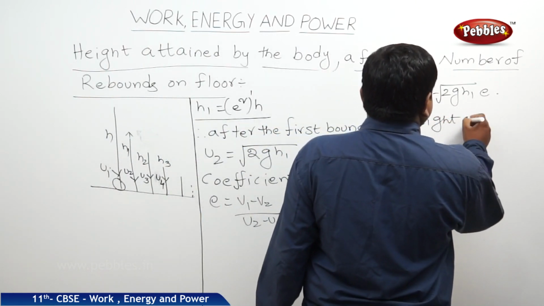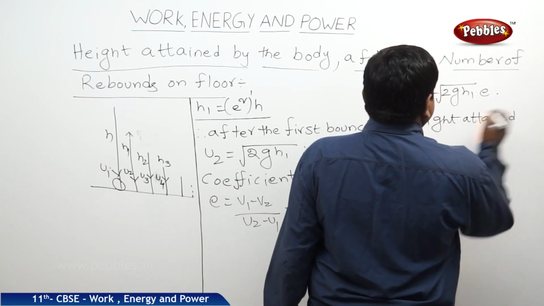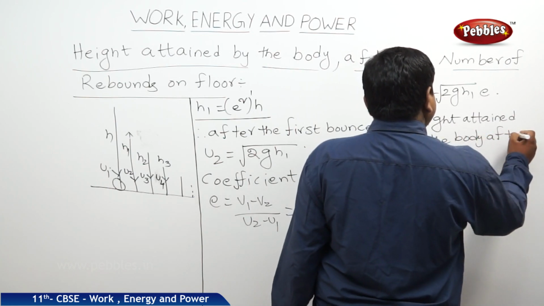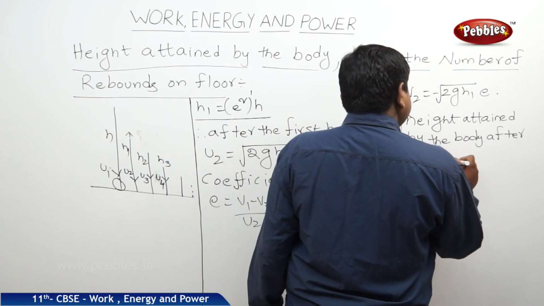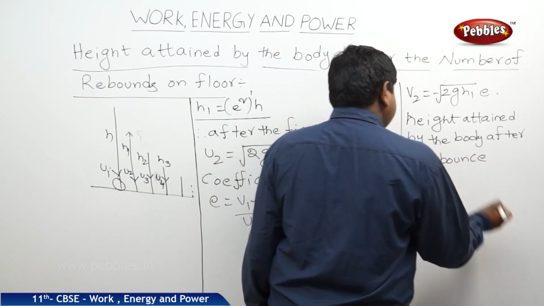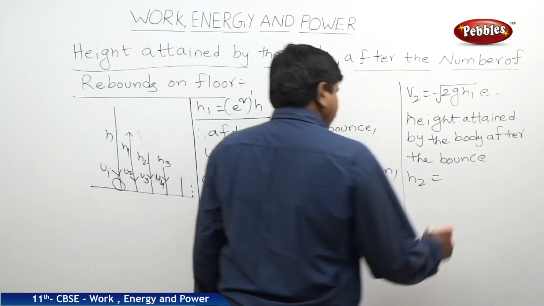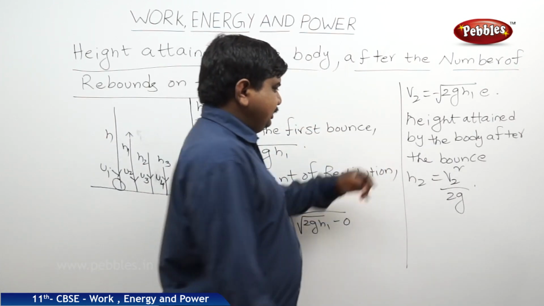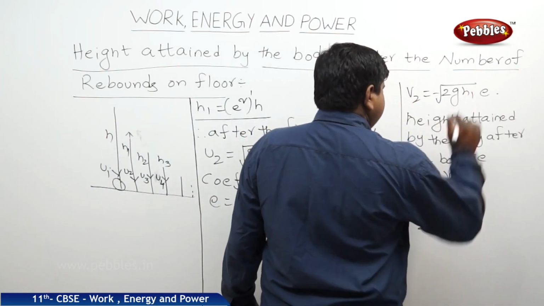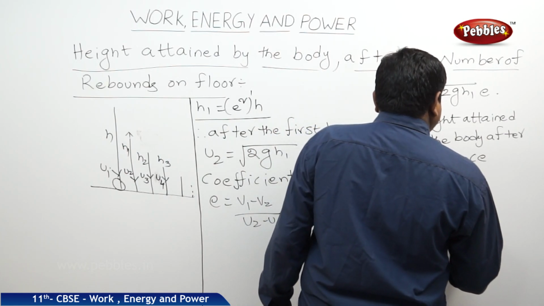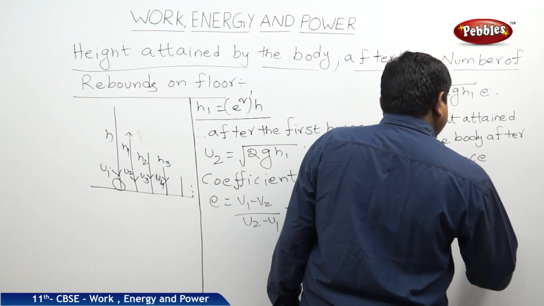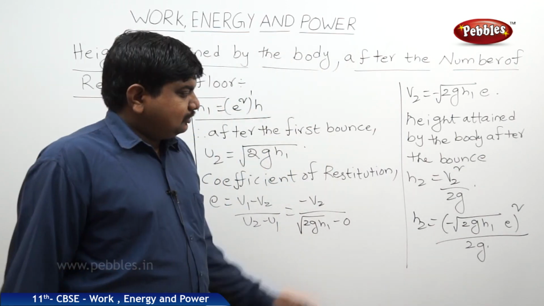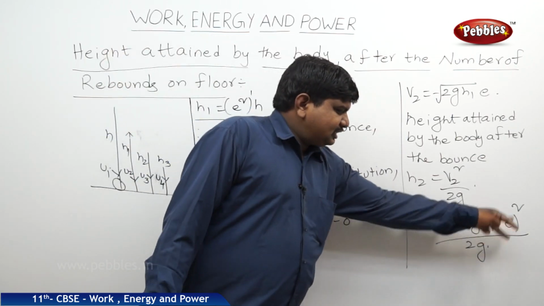If this is the case, the height attained by the body after this bounce is h2. h2 is equal to v2 square by 2g. So we can write h2 is equal to v2, which is nothing but minus under root 2gh1 e, whole square by 2g. So this will be h1 e square.